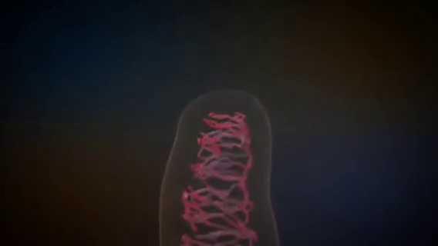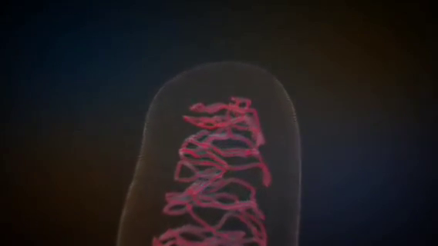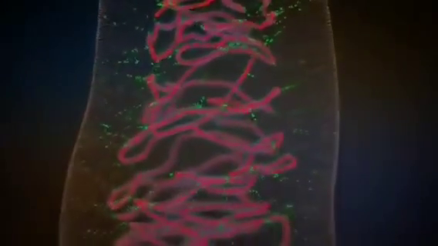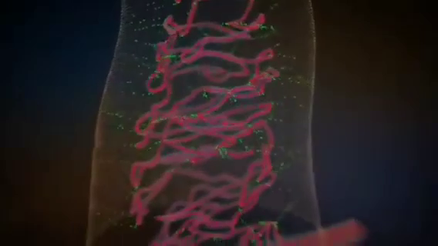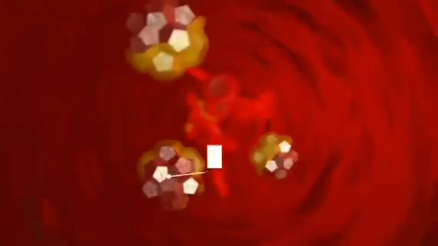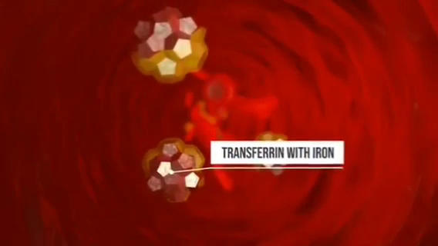Each villus contains blood capillaries and a lymphatic capillary called lacteal, which we will see later. The nutrients, marked green here, are absorbed by the villus and transferred to the blood capillaries. They are transported freely in the bloodstream. Other nutrients, such as iron, require transport proteins like transferrin.